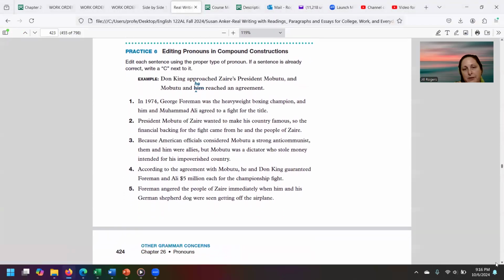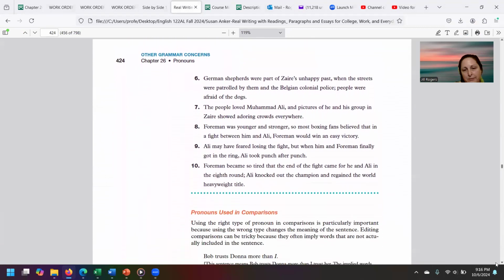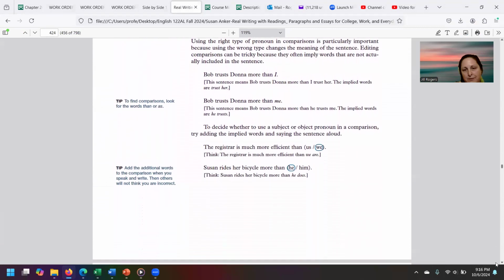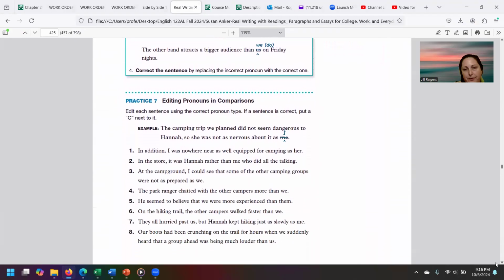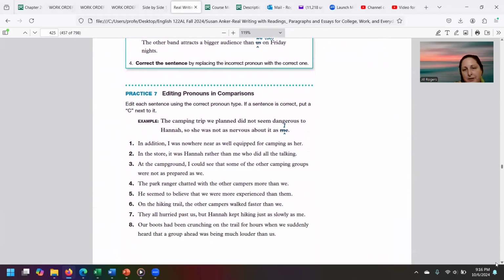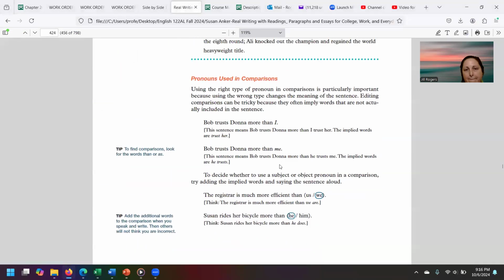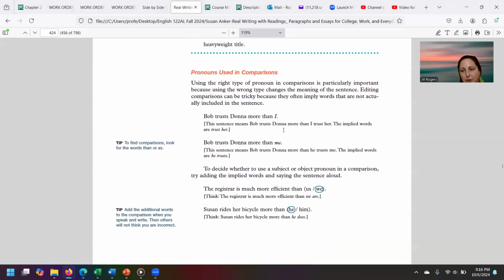Okay, we're coming down to the end. Oh, well, maybe a few more. There's 11 actually. All right. This one causes a lot of trouble. I just wanted to go to it first. So what you're going to do with this one is edit pronouns in comparison. I need to go back up. Sorry, I passed it. Here it is. This is trouble.